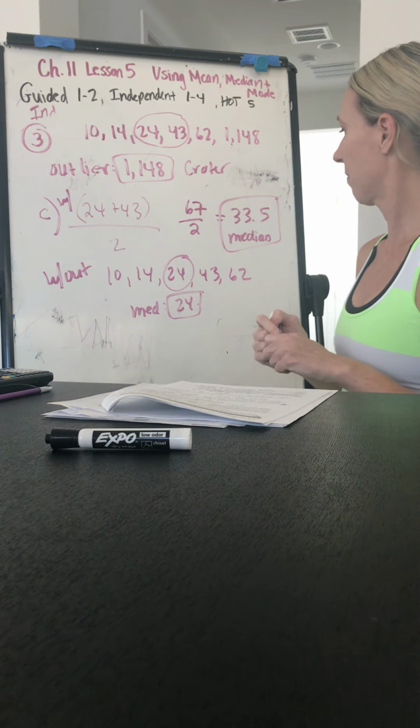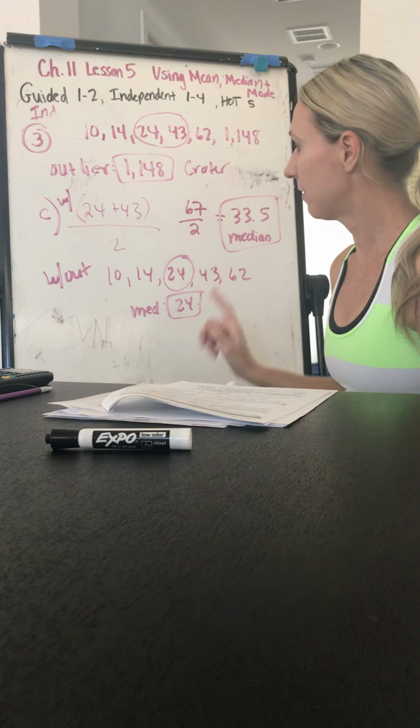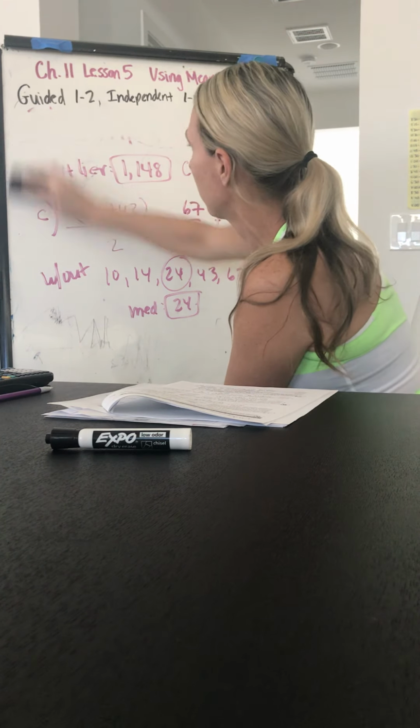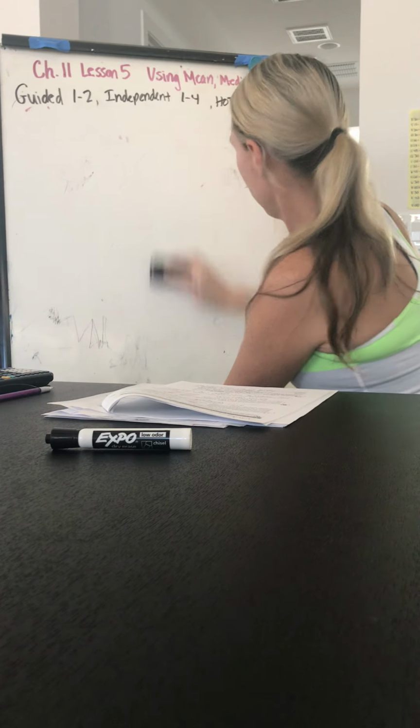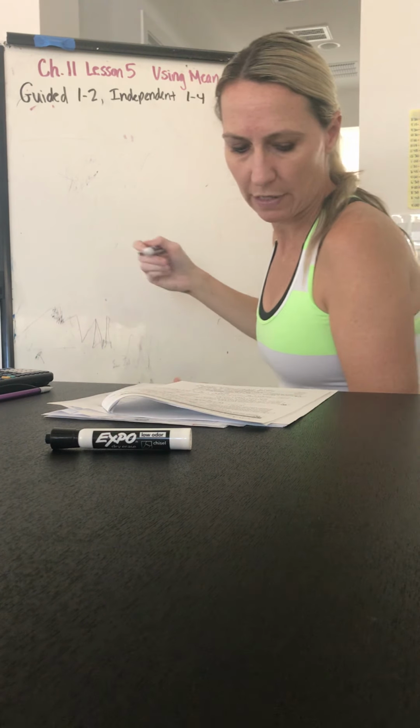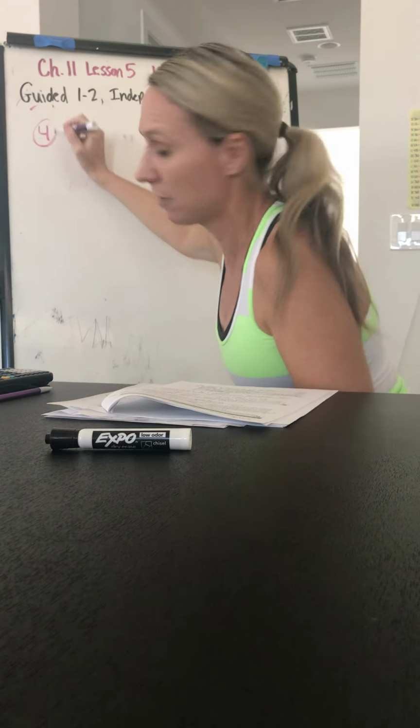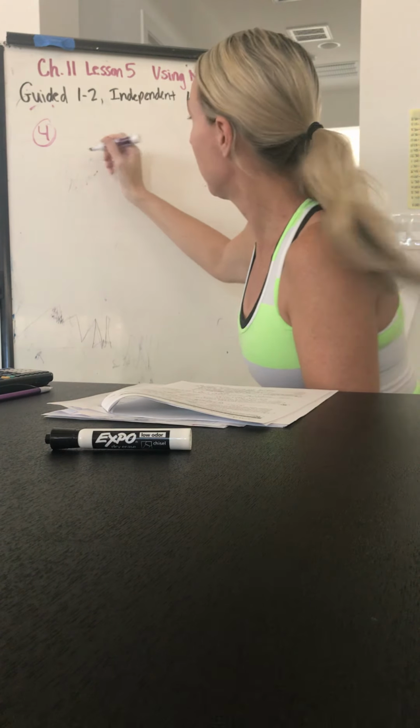16 and a half minutes. Okay. All right. So let's hurry. Let's go to the next one. Okay. Number 4 on the independent is basically this chart. And it says mean, median, and mode.